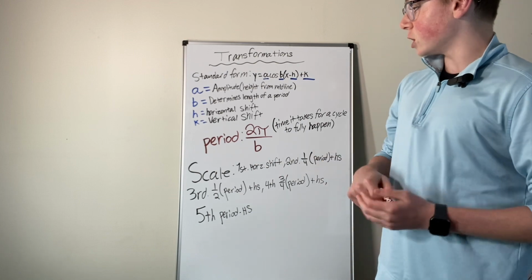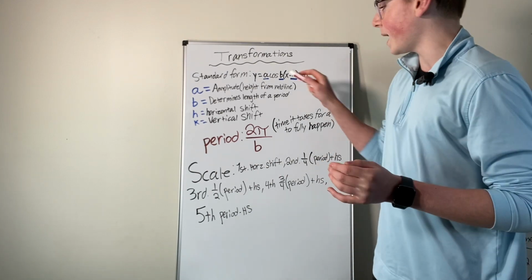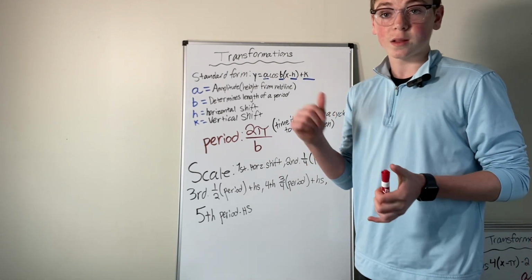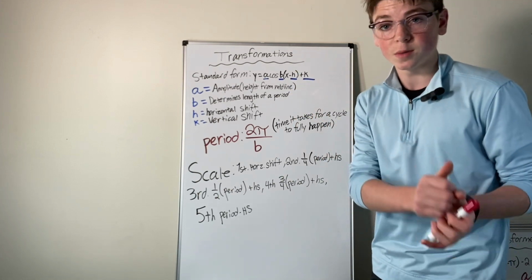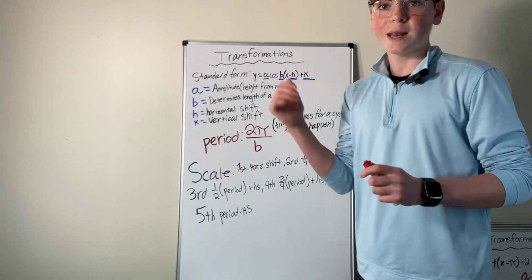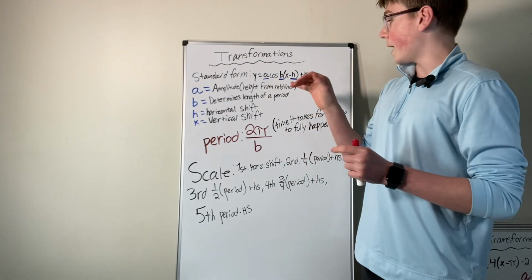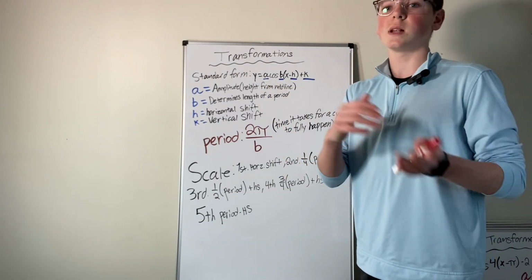So our h is our horizontal shift. Remember, it's a minus h, so whatever h you plug in there, you move the other way. If you plug in a pi over 2 and it's minus pi over 2, you move pi over 2 to the right. Plug in a negative pi over 2, it'll be x plus pi over 2, and you move to the left.